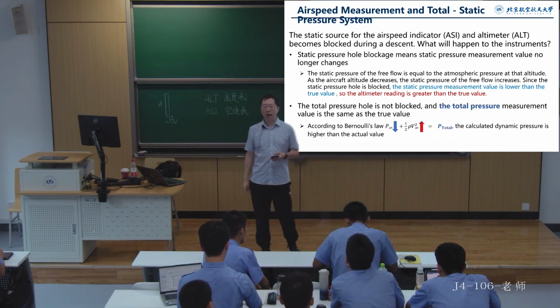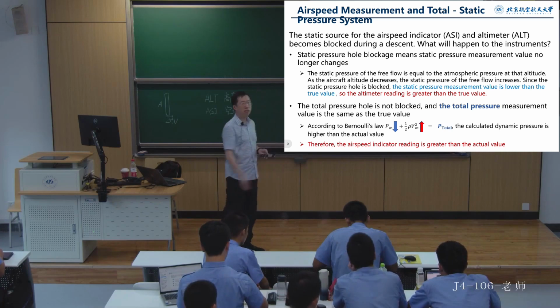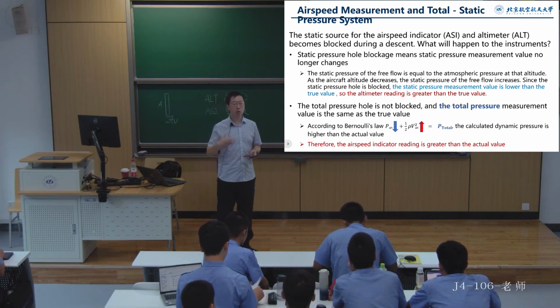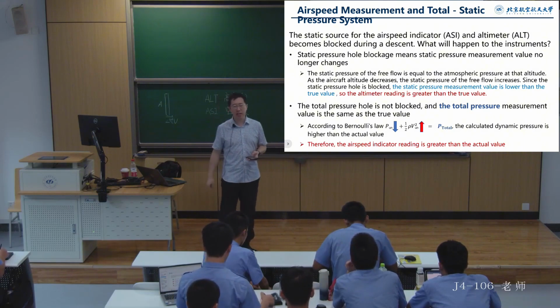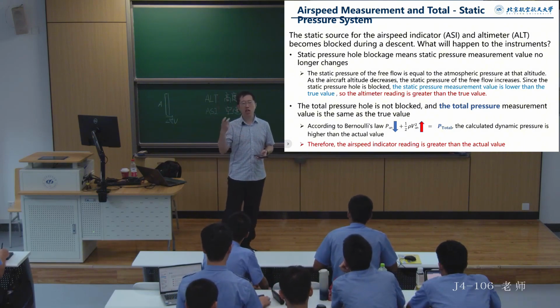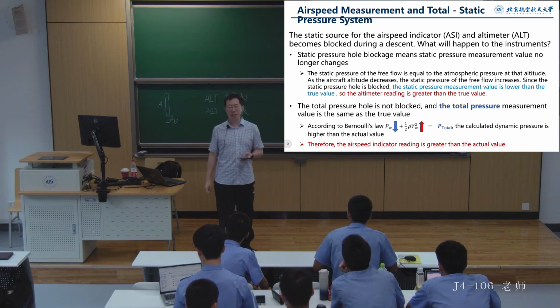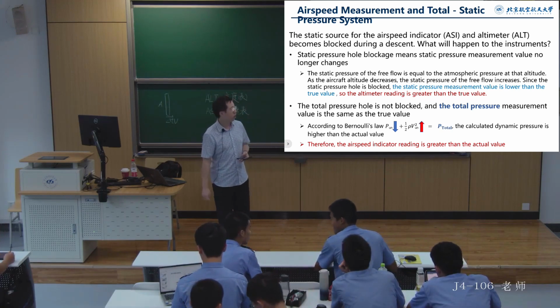All right, this is the method we use to analyze such problems. And it's important for students to grasp it. After class, students can also consider what the reading of the vertical speed indicator would be in this situation. Please come back and think about it again.